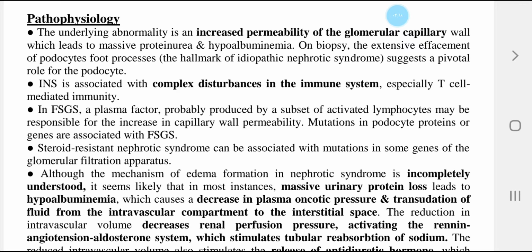Idiopathic nephrotic syndrome is associated with complex disturbances in the immune system, especially T-cell mediated immunity. In focal segmental glomerulosclerosis, a plasma factor probably produced by a subset of activated lymphocytes may be responsible for the increase in capillary wall permeability. Mutations in podocyte proteins or genes are associated with focal segmental glomerulosclerosis. Steroid-resistant nephrotic syndrome can be associated with mutations in some genes of the glomerular filtration apparatus.